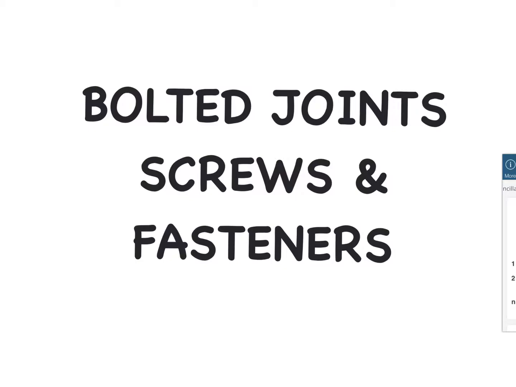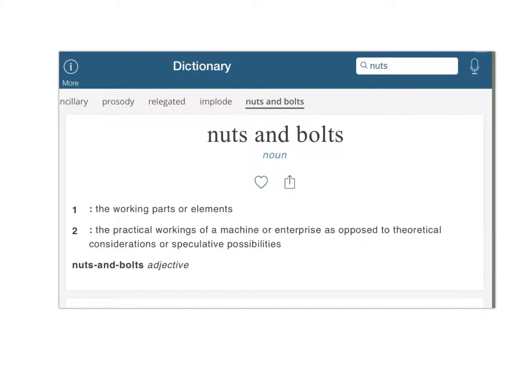This video marks the beginning of a new series on a very important topic of bolted joints. We will also talk about different types of screws, fasteners, and most importantly the mechanics or the physics that governs the operation of these very important design elements. Let us start with this particular phrase that we often come across, nuts and bolts. This phrase refers to the very basic details or the nitty-gritties of a certain system.